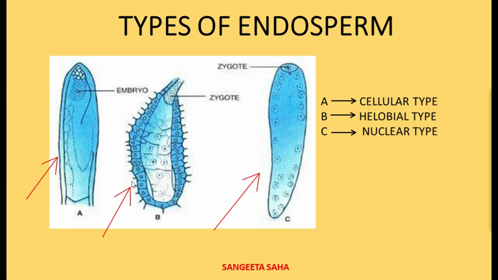So what we learned is that endosperm provides nourishment to the developing embryo. In most of the cases, it gets used up by the time the embryo develops. Now, this type of seeds where no endosperm is present are called non-endospermic seeds. But if the endosperm persists after embryo formation takes place, then it is said to be an endospermic seed.